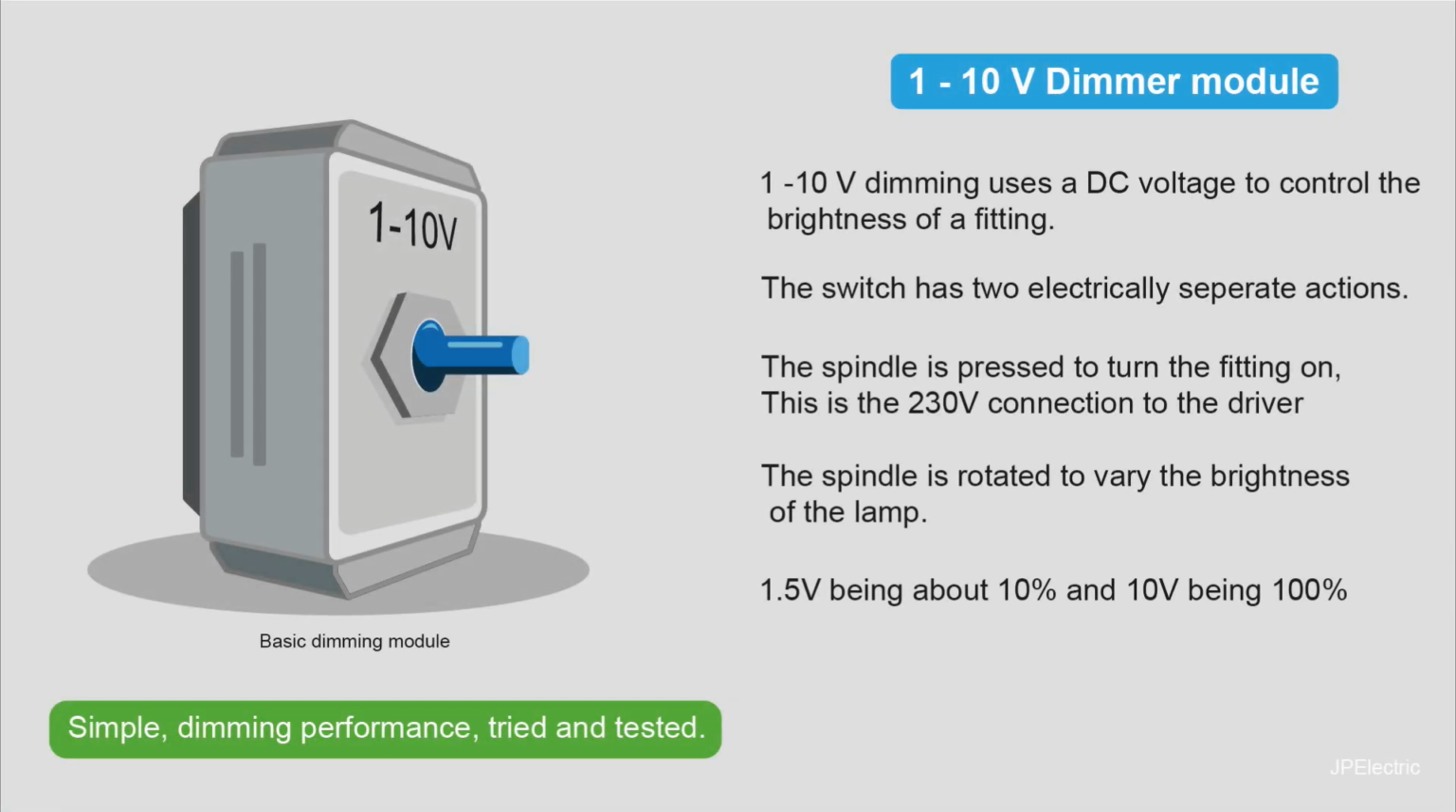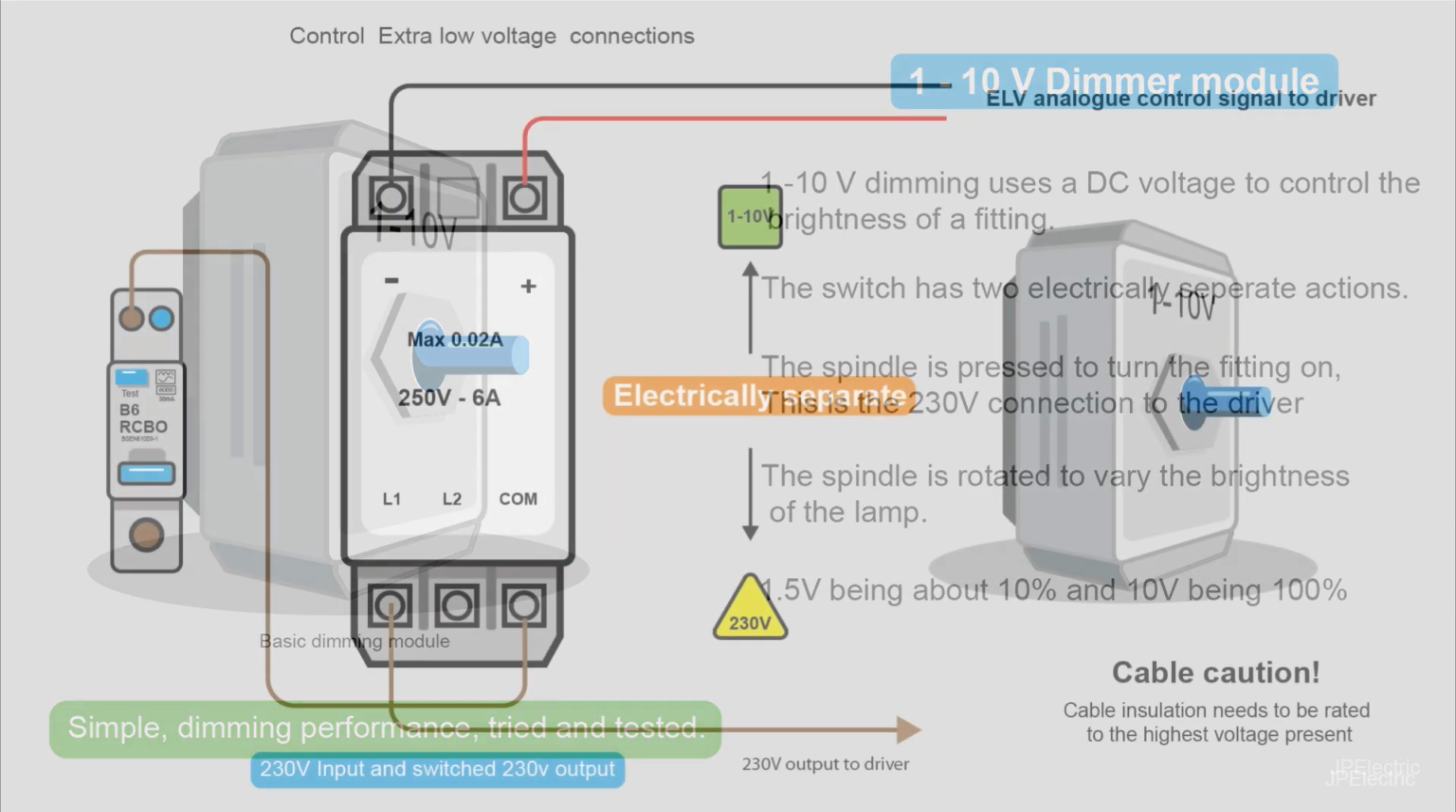The basic principle of 1 to 10 volt dimming is that the dimmer module sends an extra low voltage signal to the driver. So dimming is controlled by how much voltage the driver receives from the module. It's got a range from 1 to 10 volts. At 1 volt, the driver will dim the light down to its lowest level, and 10 volts will bring the brightness to 100%.